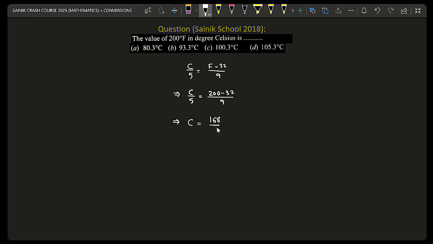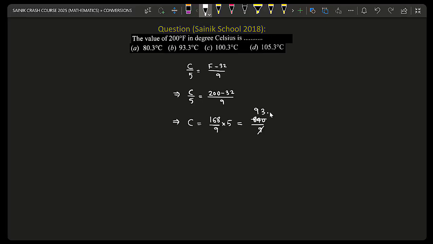168 divided by 9. And if you transpose 5 to the right side, it will become multiplication, right? Yes, sir. So 168 into 5 you can solve first. 168 into 5, you're getting 840 divided by 9. 9 nines are 81. What is the remainder? So 30. 9 threes are 27. 3 is remaining, you can use decimal.